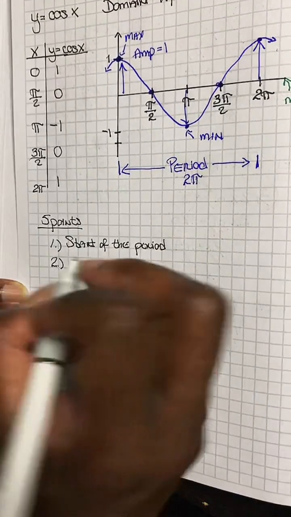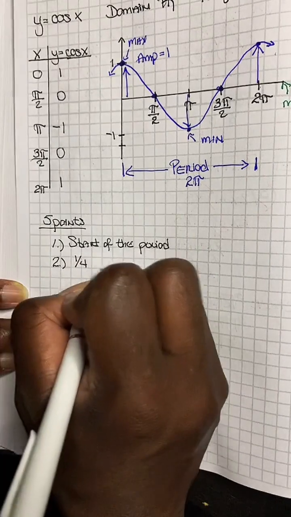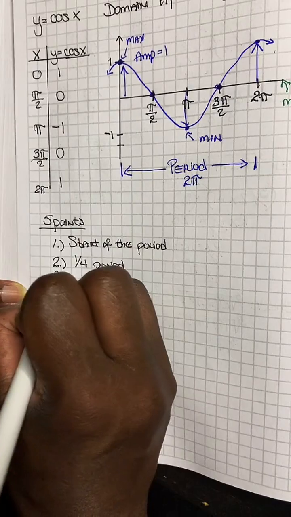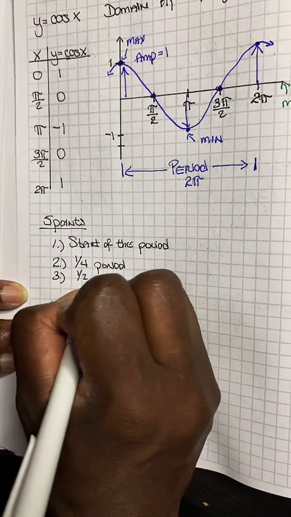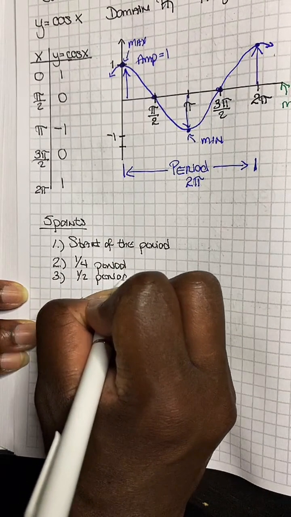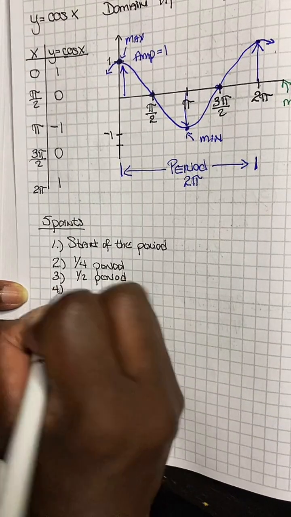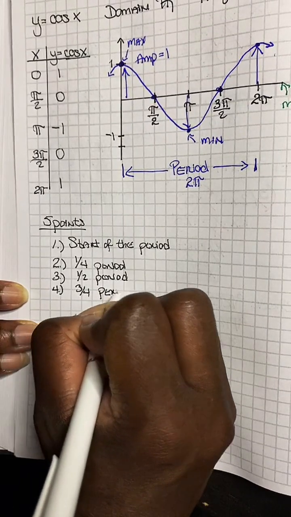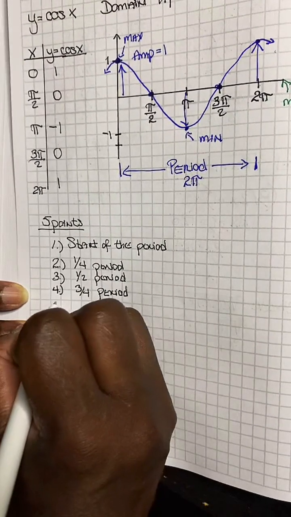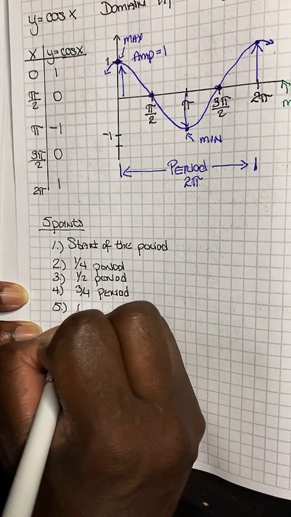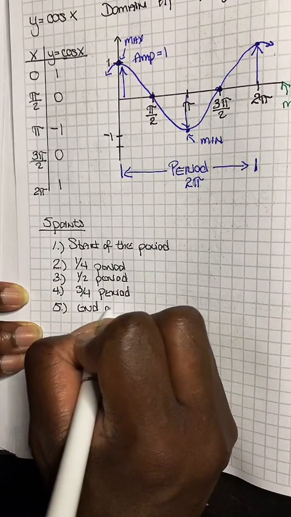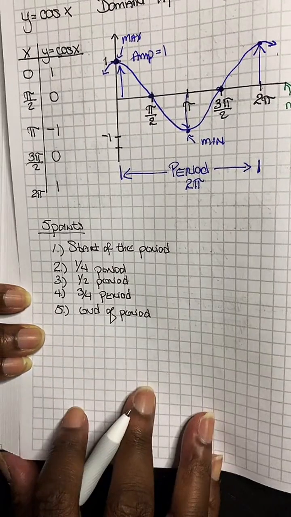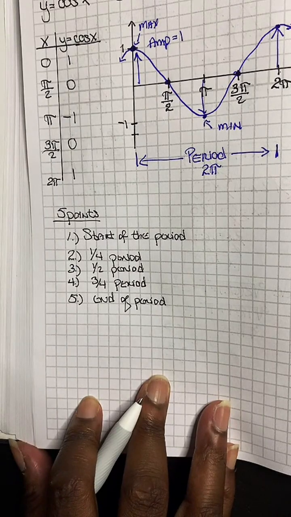After we do that, then we try to find 1/4 of that period. Then we try to find half of that period. Then we're trying to find, guess what? 3/4 of that period. I know, this is so mind-blowing, right? And the last one is basically, where is that period going to end?